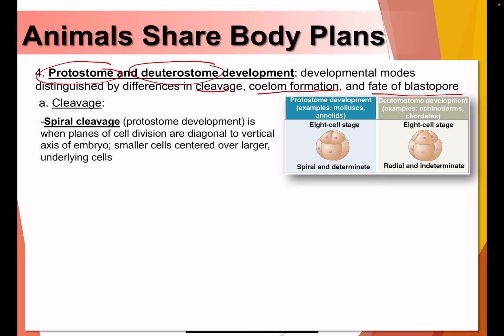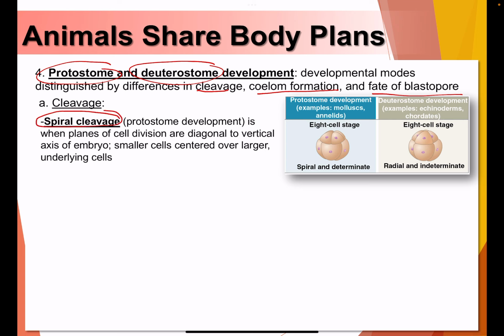First, let's talk about how they differ in cleavage. Remember, cleavage is the even cell division that happens after a sperm fertilizes an egg and forms a zygote. Cleavage will divide that one cell to two cells, four cells, eight cells, etc., in terms of embryonic development. So there are two types of cleavage that can happen.